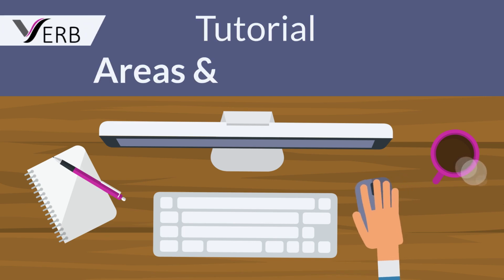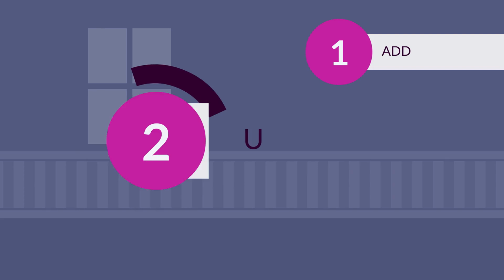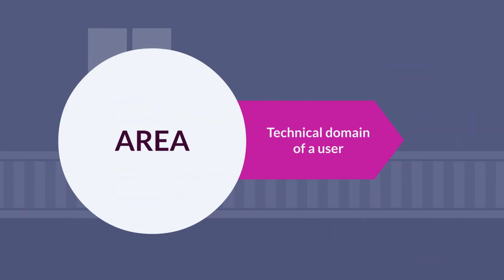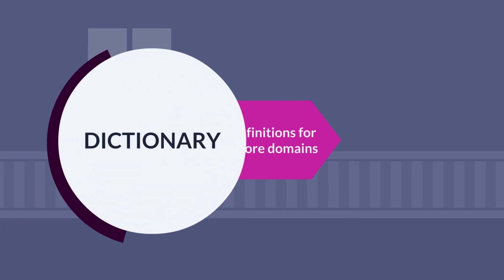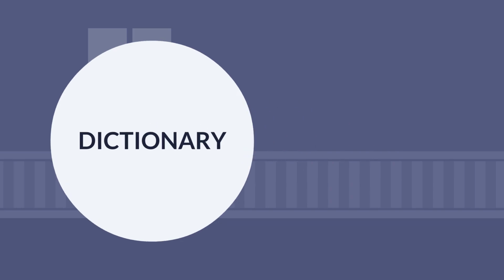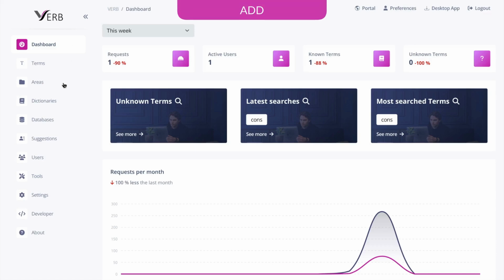Welcome to this first tutorial from Verb, in which you will learn how to add, update, and remove an area that corresponds to the technical domain of a user, and a dictionary that corresponds to the set of definitions for one or more domains. To get started, go to your dashboard and then to the Areas menu.